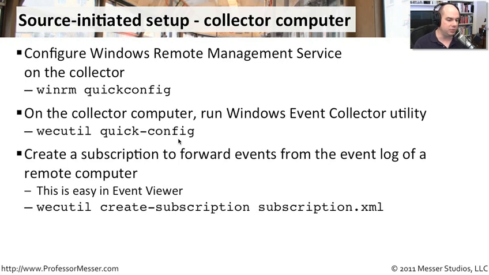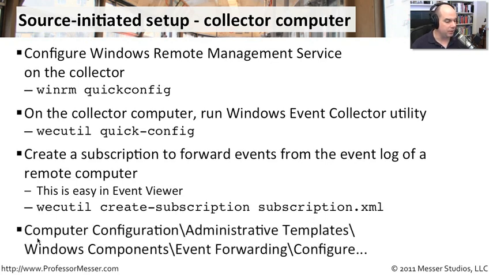Then we need to create a subscription that will forward events from the event log of those sources back to the collector machine. The easy way to do this, by the way, is in Event Viewer. But if you wanted to build this XML file yourself, it's a little bit complex, but you technically could do that. You could run the wecutil program at the command line to create the subscription there with the XML definition that you had created externally to the Event Viewer. So that's one way to go about doing it. We're going to use the Event Viewer because it's really, really easy to use that way.